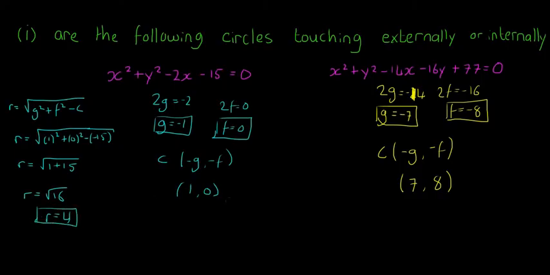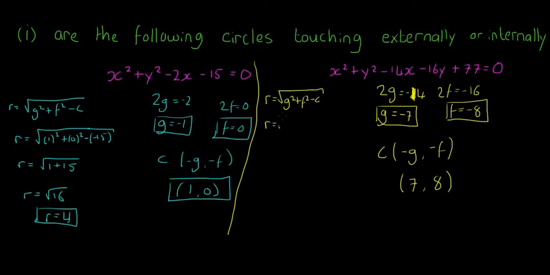Okay, so that's the important things about this circle here. We have the center point is 1, 0, and the radius is equal to 4. I'll do that quickly on this side as well. So we have r is equal to the square root of g squared plus f squared minus c.